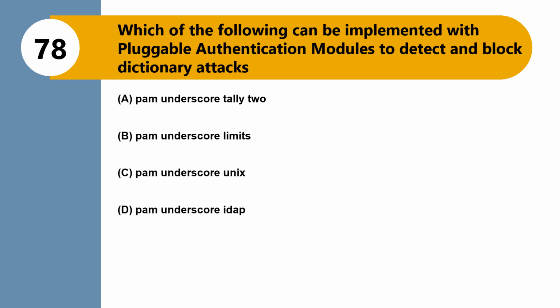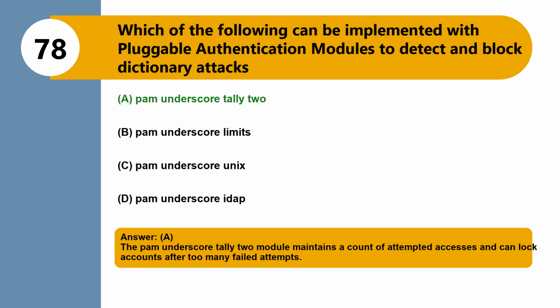Question 78. Which of the following can be implemented with pluggable authentication modules to detect and block dictionary attacks? Option A. PAM_tally2. Option B. PAM_limits. Option C. PAM_Unix. Option D. PAM_LDAP. The correct answer is option A.